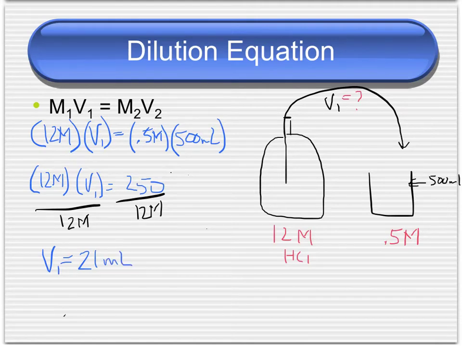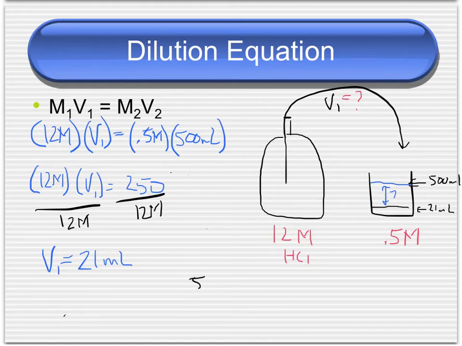So that means in order to create a 0.5 molar solution that we're going to need for a lab, I'm going to take my 12 molar jug, I'm going to pull out 21 milliliters, I'm going to put it in another beaker, and then I'm going to fill that beaker up to 500 milliliters with water. What that means then is I'm not going to add 500 milliliters of water. Instead, I'm going to add enough water to create 500 milliliters. So if we're starting with 21 milliliters of the HCl in here, how much water do I need to add in order to raise it all the way up to 500 milliliters?